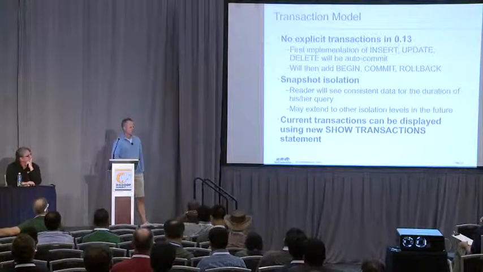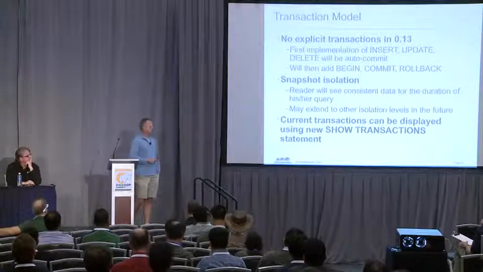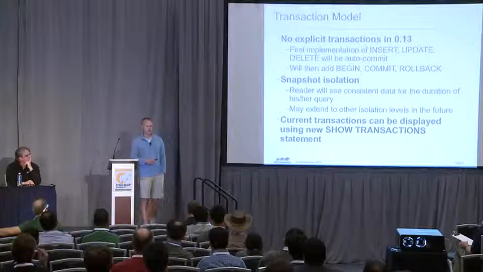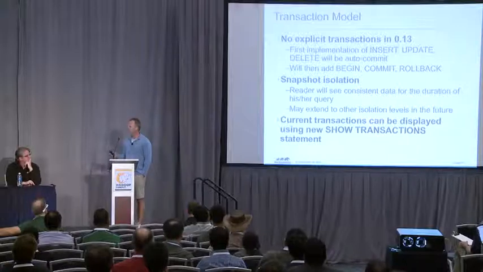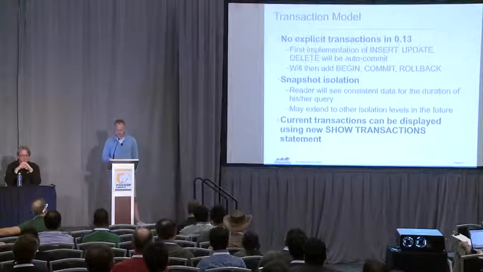It's a little bit harder to add the begin, commit, and rollback because I have to actually go write a deadlock detector into the lock manager, which I haven't gotten around to doing yet. So that's why it comes after the other stuff.